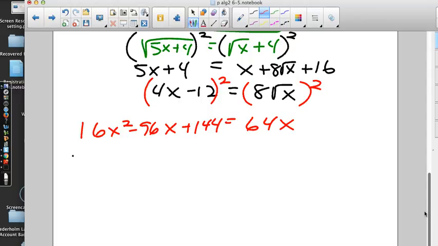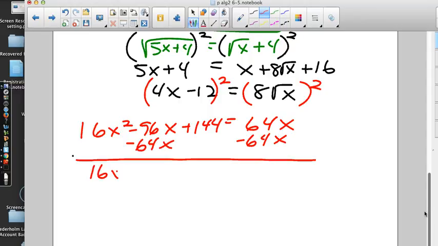All right, what's up? What's next? Subtract the 64x. Okay, well, let's see what happens. Negative 96 minus 64. I sure hope there's a greatest common factor we can pull out of all of this. In fact, which one would we love to pull out of this? 16. 16 going into 144?